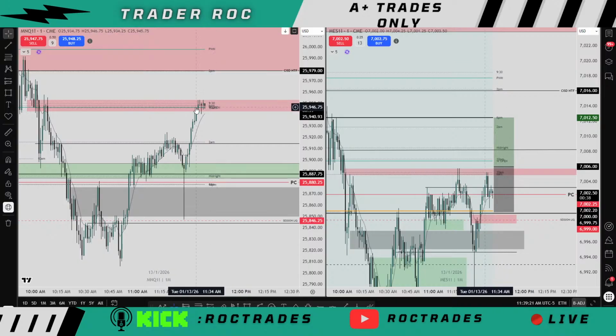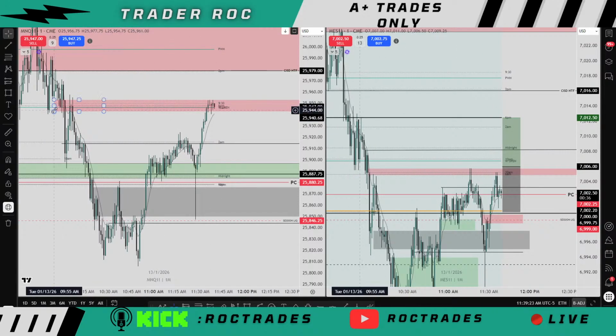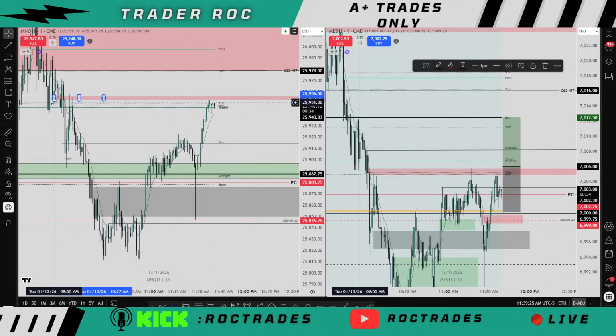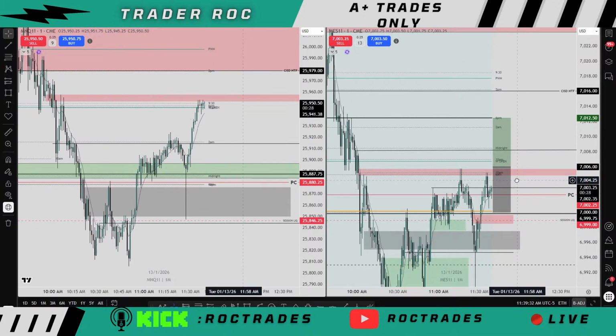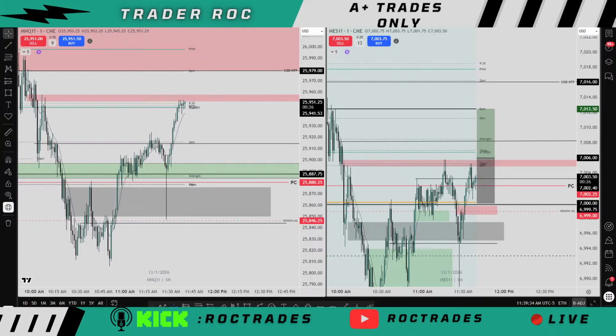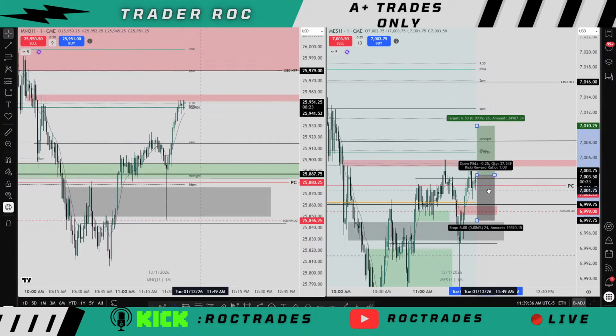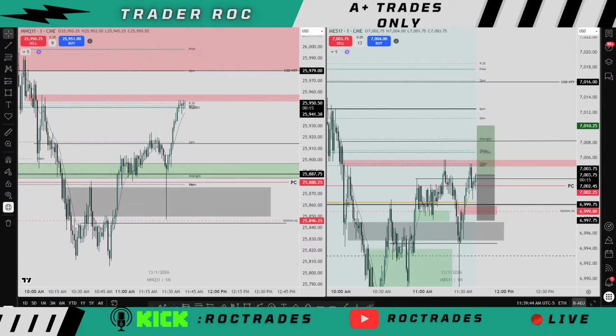This is a very important area of interest as well. Still haven't really hit it. There we go. And like I mentioned, I may get in now on ES just to save myself a few points because this is so bullish right now. 6 points, 17 micros.